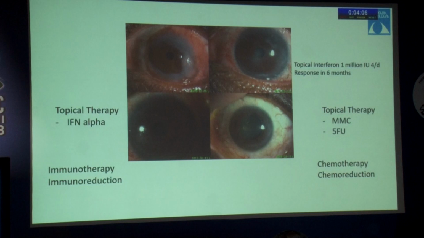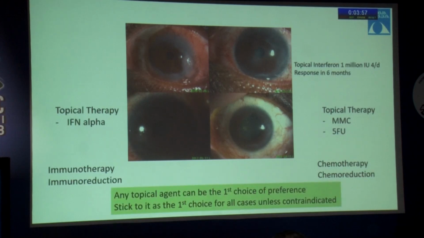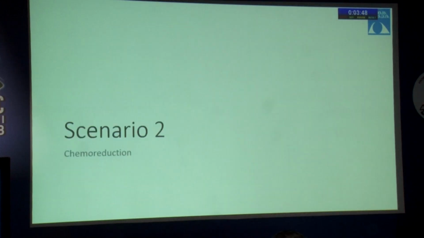So we have 2 options, topical therapy or immunotherapy using interferon, and you have chemotherapy using either mitomycin C or 5-FU, and any topical agent can be the first choice of preference. Usually it is preferable to stick to it as the first choice for all your cases unless it is contraindicated.